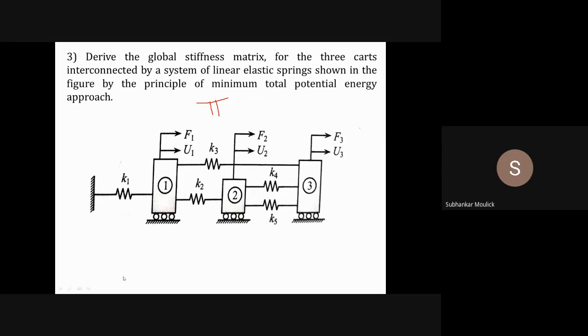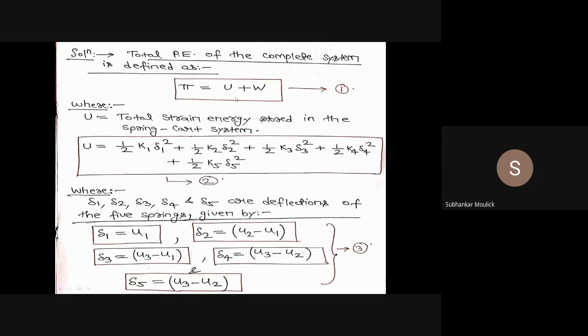From the diagram, it is very clear that F1, F2 and F3 are the external forces acting at nodal points 1, 2 and 3. So first of all, we will find the expression of U, then the expression of W, and put them in equation number 1. Then we will get the total potential energy of the system.